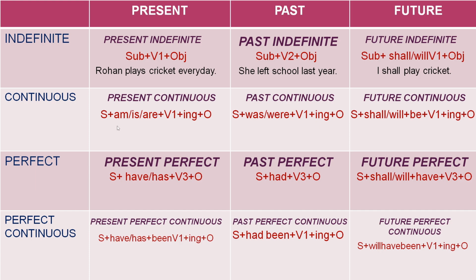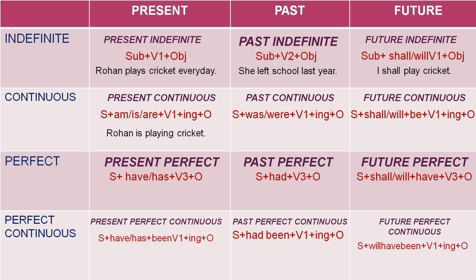Next one is present continuous. The rule is subject plus am, is, are plus V1 plus ing plus object. The sentence will be, Rohan is playing cricket. Rohan is the subject, is here is the helping verb, V1 plus ing, that means playing, then the object part is cricket.